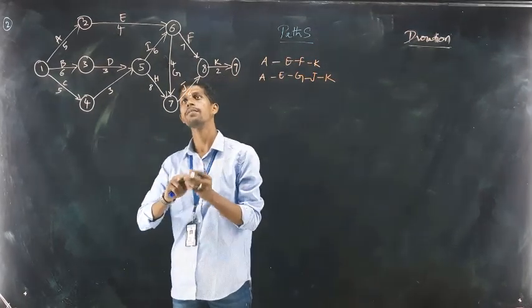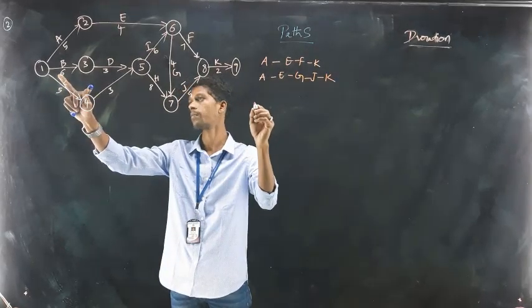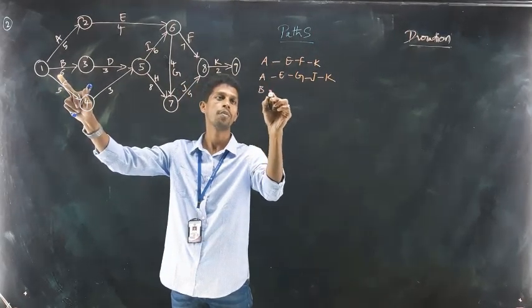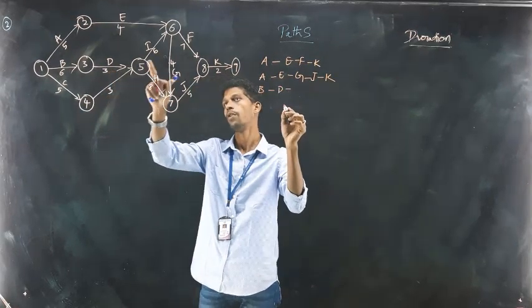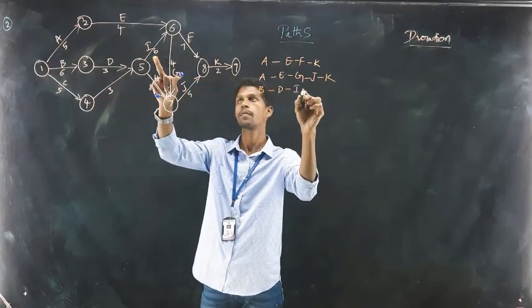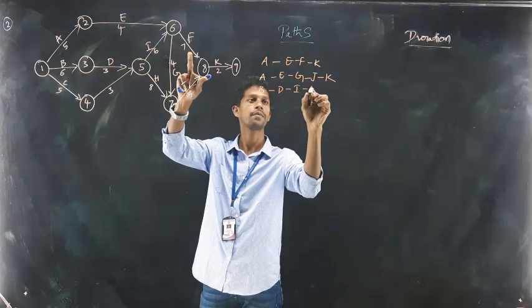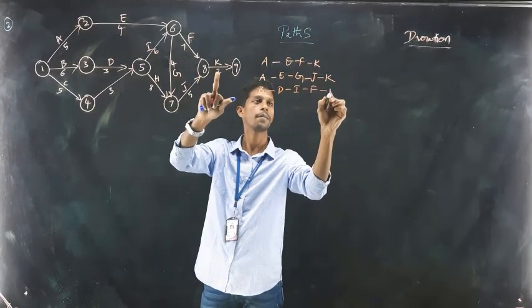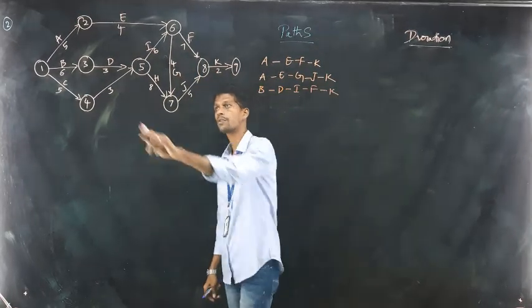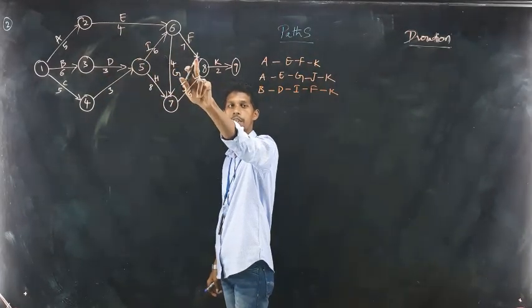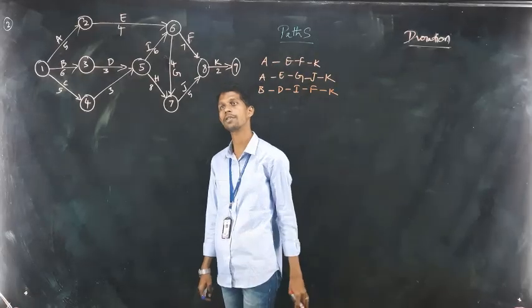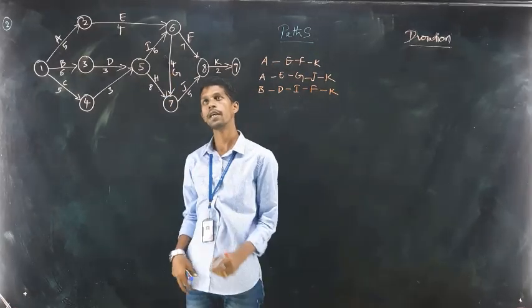Right? Then the next one starts with B. So B follows D, follows I, follows F, follows K. Okay, so B, D, I, F, K. You have to see the arrow mark compulsorily, up to which it is going, right?